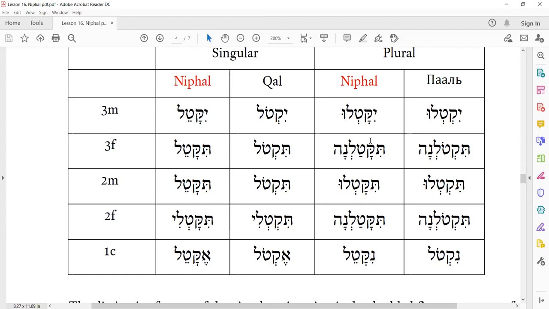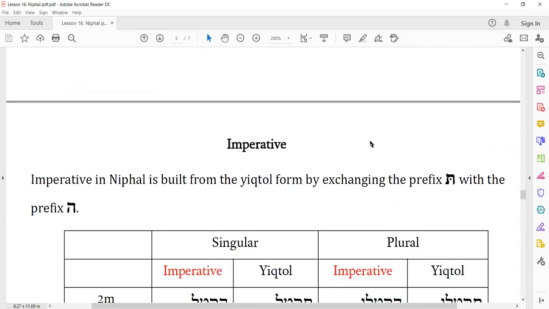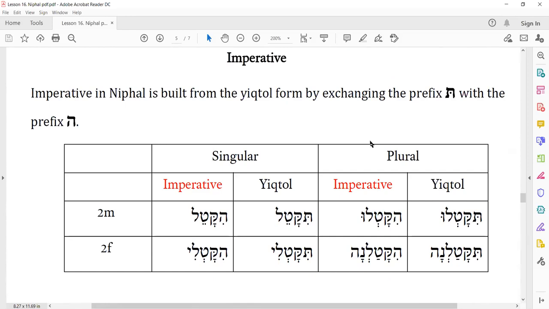Okay, so is it clear? Do you have any questions? Okay, so let's go to other forms. Imperative. And here we have some difference with the kal system, because imperative is done from yiktol, but it is done by adding the he prefix to the form. So the prefix of yiktol, taf, is removed, and instead of taf, we have he. And here we have imperative, hikatel. So it means be killed. Imperative, be killed. Hikateli, also be killed, and it is addressed to a woman, to a feminine.